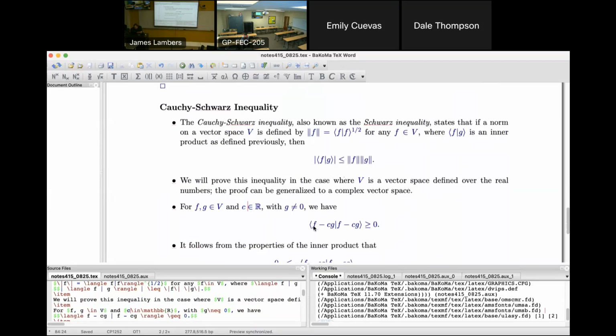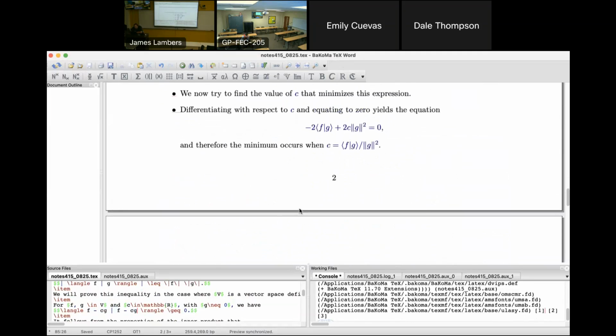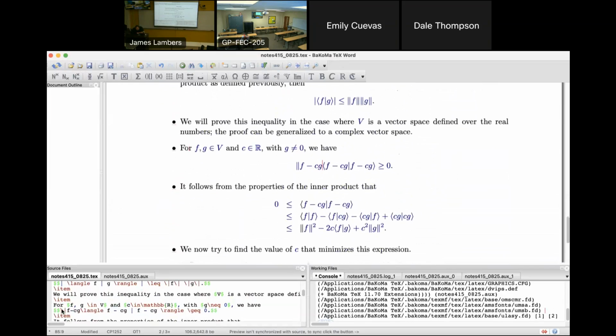Well, the scalar product of any function with itself must be non-negative. Actually, I'll explain why. This is the same as the norm of f minus cg squared. By the definition of a norm, it is equal to this, and the norm must be non-negative. So we have this. That's one of the main ideas. We're going to use this property.